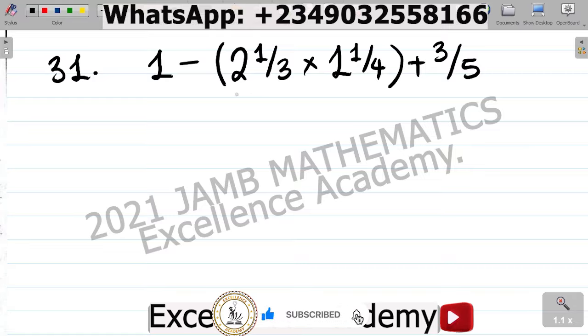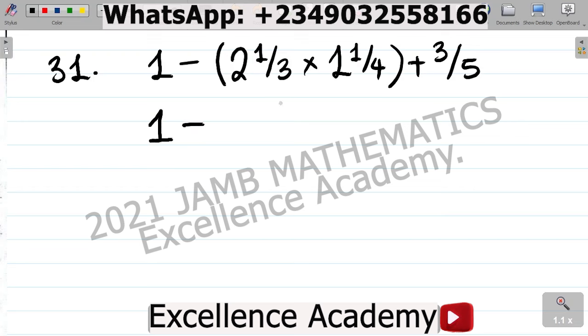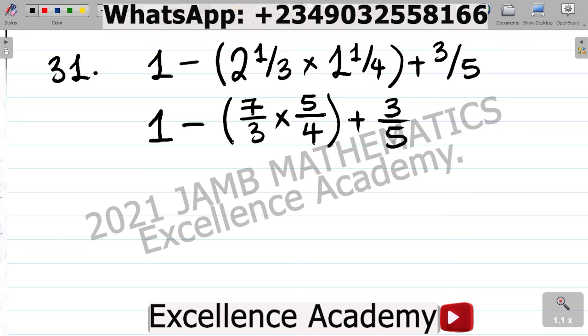Of course, we'll start with the terms in the brackets. When you consider BODMAS, we start with the terms in the brackets first. This becomes 1 minus, I'll convert this mixed fraction to improper fraction. That becomes 3 times 2, 6, plus 1, 7. So I have 7 over 3 times, converting this mixed fraction, 4 times 1, 4, plus 1, 5. That becomes 5 over 4. This then plus 3 over 5.